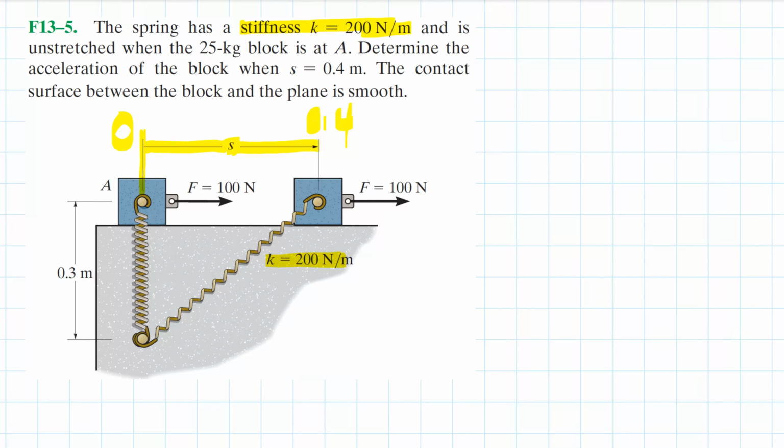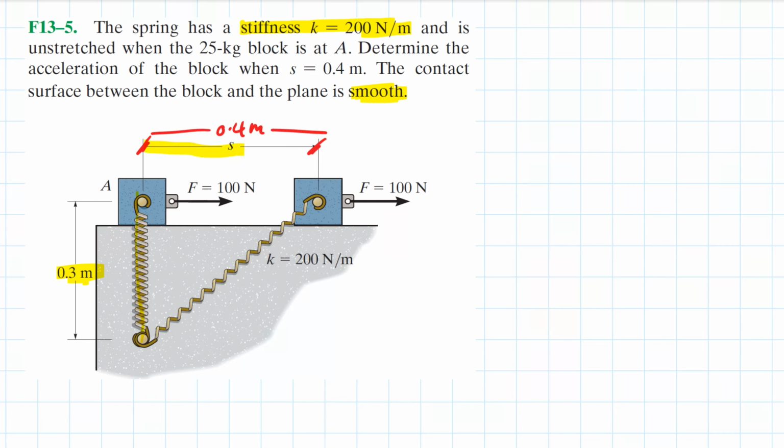The contact surface between the block and the plane is smooth. All right, so here we said again, smooth. Smooth means that we are not considering any friction in here. From what we have in this demonstration, as you can see, here we have 0.3. This is where the spring is unstretched at A. And we're told that from A, it moved a distance of 0.4. So the distance from here to here is 0.4 meter.